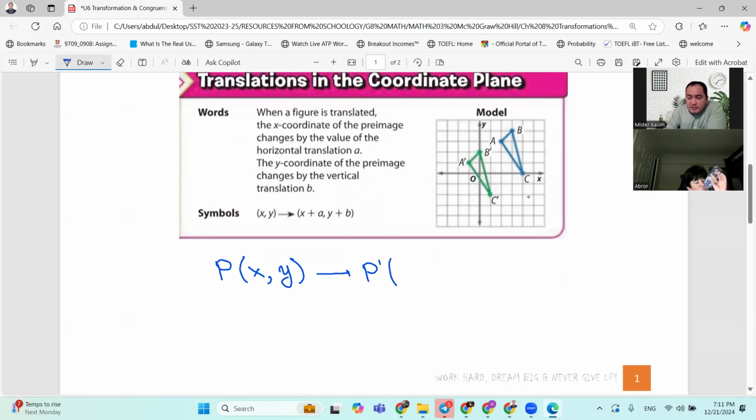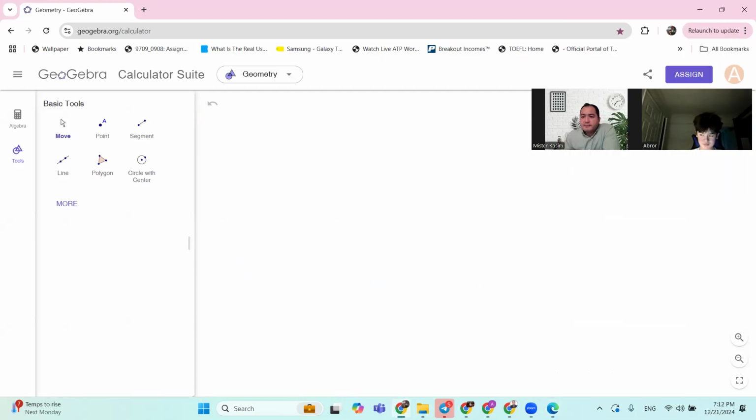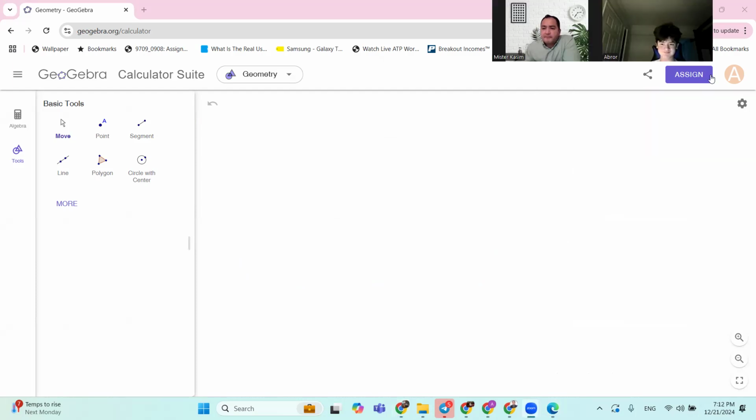The image we label P prime. We use x plus a and y plus b. If a is positive, you're shifting to the right, and negative to the left. And how about the y-axis? If b is positive, you shift up, and negative, down. For example, let me show you one question. I'll share one question.